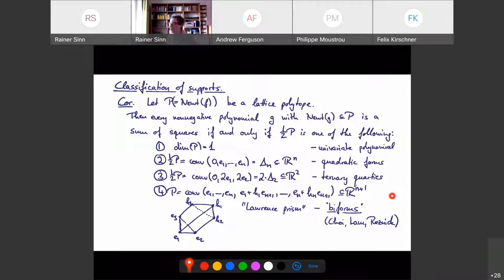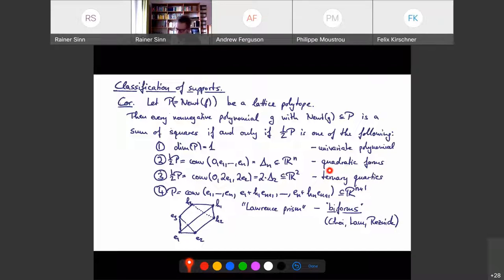This also follows from this Del Pezzo-Bertini theorem. And there are four types or cases of Newton polytopes for which every non-negative polynomial is a sum of squares. The first one is essentially univariate polynomials, so it can happen that your polytope is just a line segment. Then every non-negative polynomial will be a sum of squares. So this corresponds essentially to univariate polynomials.